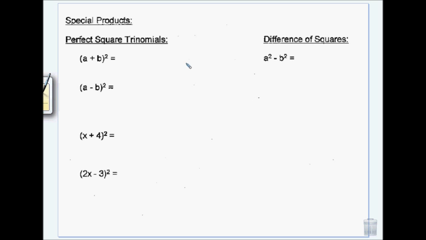The normal notes: perfect square trinomials. If you square a binomial, you have the first term squared plus 2 times the first times the second plus the second one squared if it's positive, or the first one squared minus 2 times first times second plus the second one squared if it's negative. So this is the pattern.